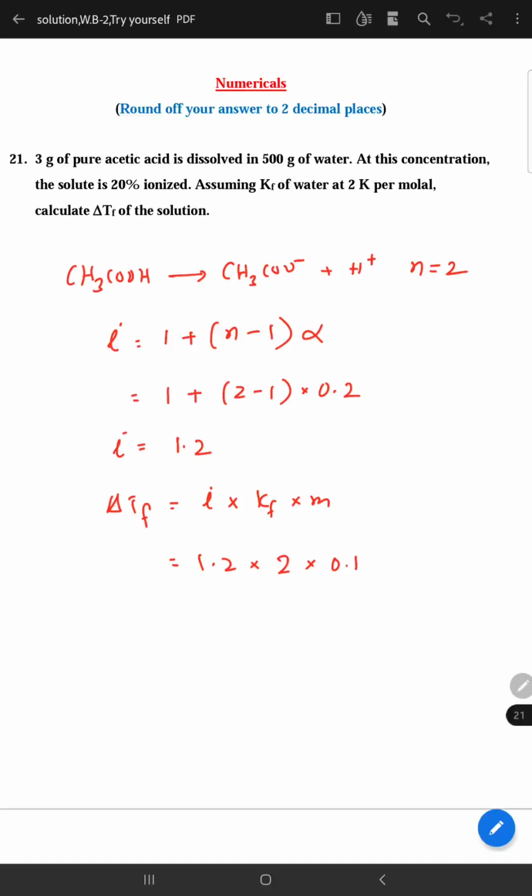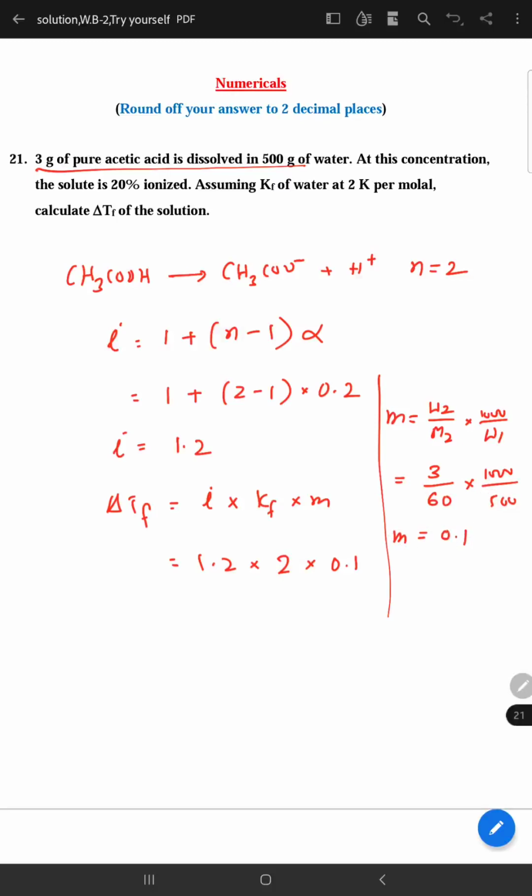They have given 3 gram dissolved in 500 gram of water. That also you can calculate. Molality is equal to WO2 by M2 into 1000 by WO1. So WO2 means weight of solute, that is 3 gram. Molar mass of acetic acid M2 is 60, divided by solvent mass is 500 gram. If you calculate, you will get molality as 0.1.